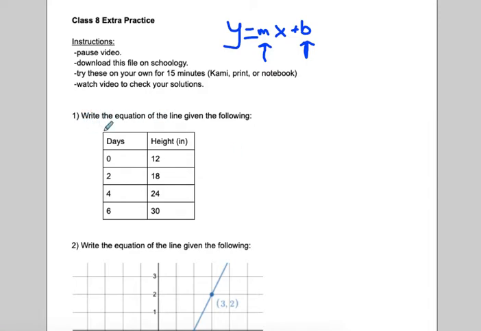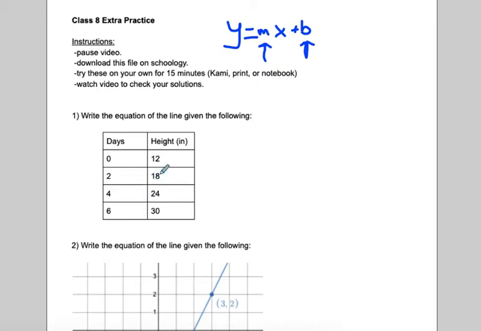So first question here, they give us a table of data. And we don't know what the context is. I mean, this could be the height of a puppy, maybe it's the height of a plant, I don't know. But they started recording, and at 0 days, whatever the object was, it's got 12 inches in height. After 2 days later, it's 18 inches, 4, 24, 6, and 30.